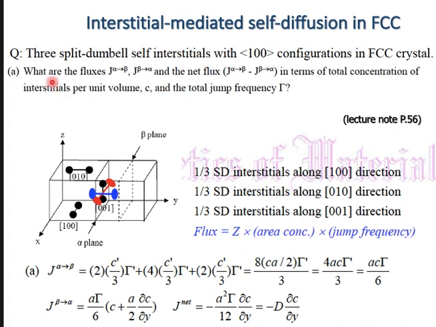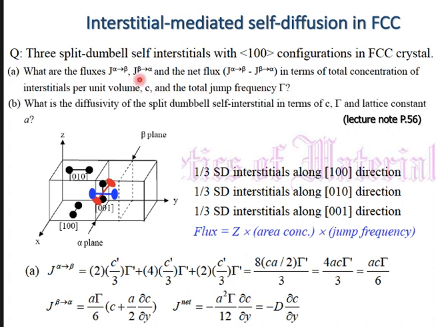So the question here is, can you formulate the flux alpha to beta, beta to alpha, and the net flux in terms of the total concentration of interstitials per unit volume, and also the total jump frequency gamma? And also, can you formulate the diffusivity of the split dumbbell interstitials in terms of C and gamma, and this is constant? So based on this, the question wants you to get the diffusivity of this split dumbbell by using Fick's first law.